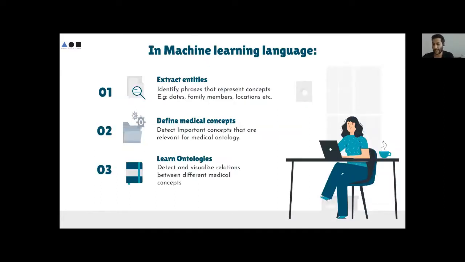But now let's translate this into the machine learning world. First, we want to extract the entities out of the data, for example, dates, family members, locations, drugs, symptoms, and more, of course. Out of them, we want to detect the important concepts that are relevant for our medical ontology. And the last part is we want to facilitate a way to detect and visualize relations between different medical concepts.